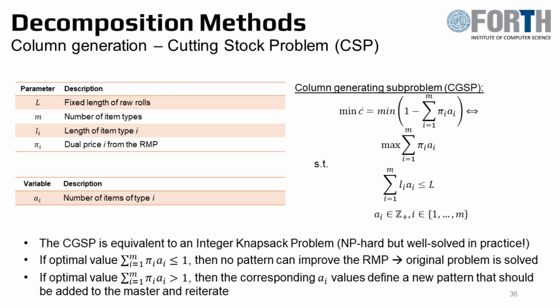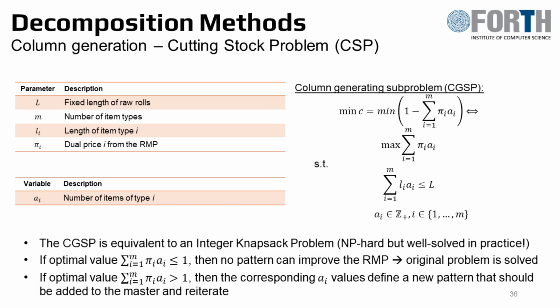Equivalently, since 1 is constant, this is the same as maximize the sum over i from 1 to m of π_i times a_i, subject to the capacity constraint: the sum over i from 1 to m of L_i times a_i must be less than or equal to L, and a_i must be non-negative integers. This is exactly an integer knapsack problem, which is known to be NP-hard but well solved in practice.